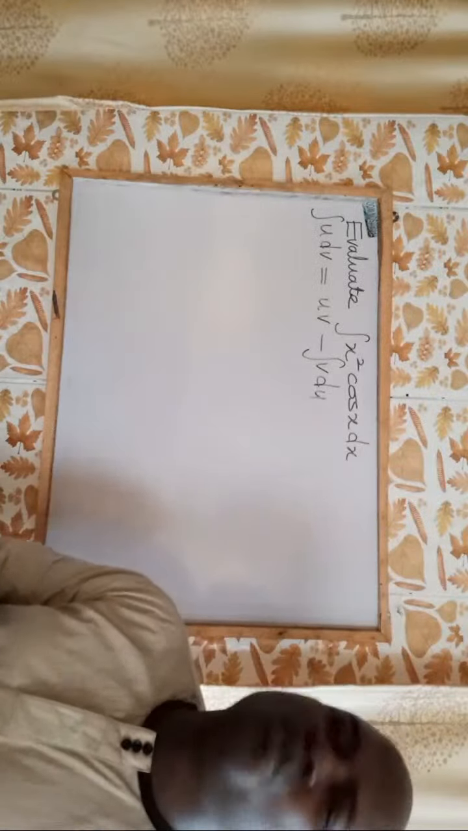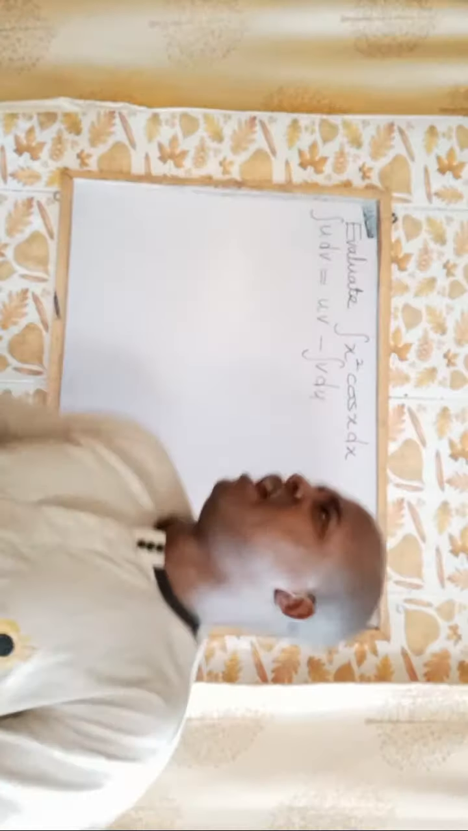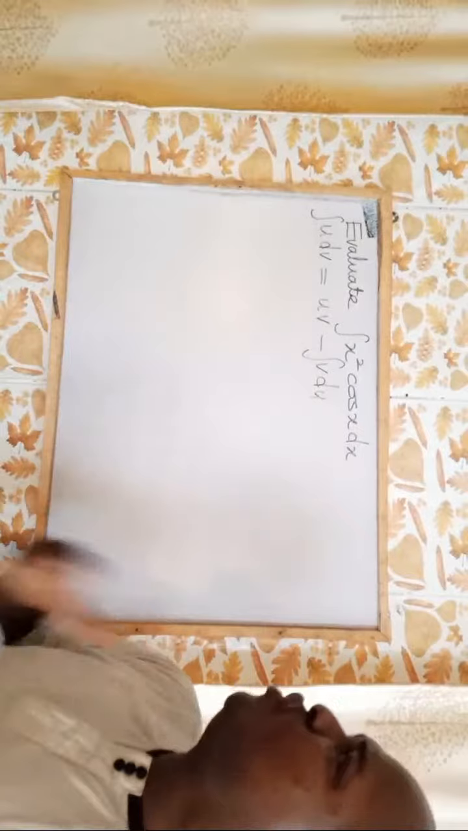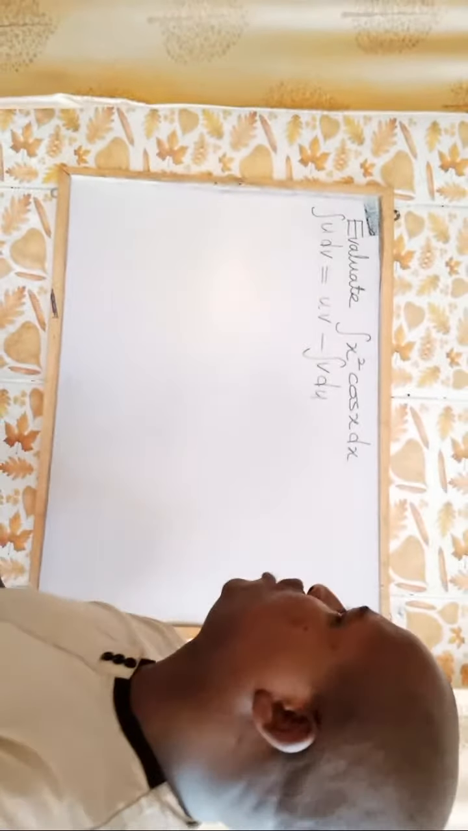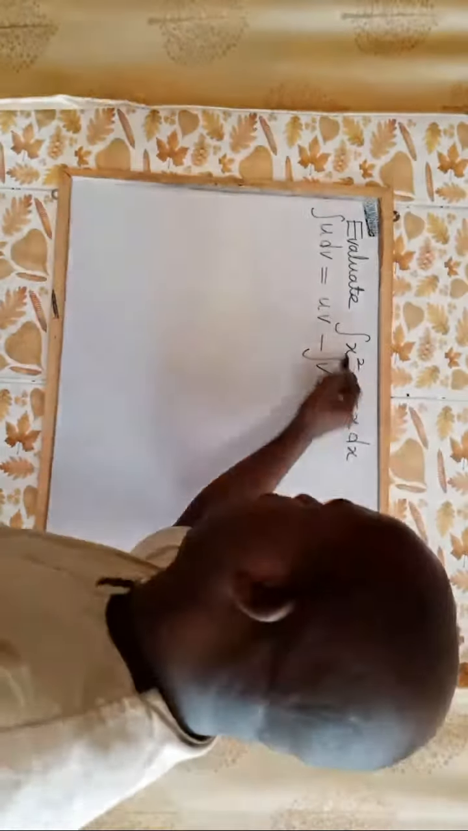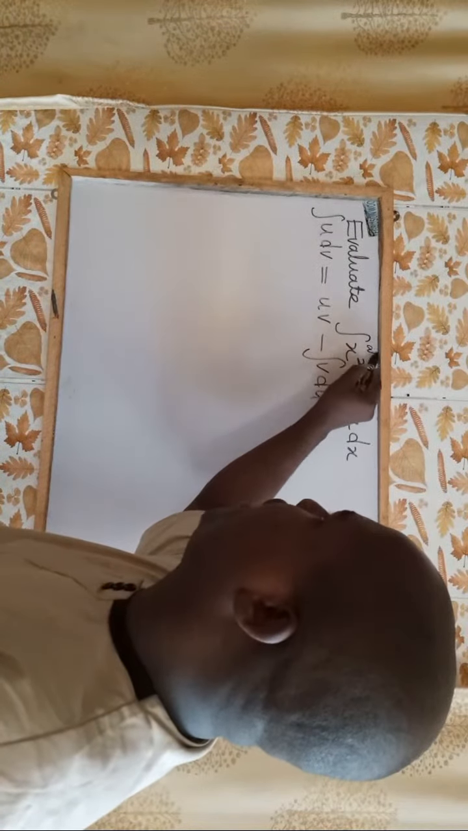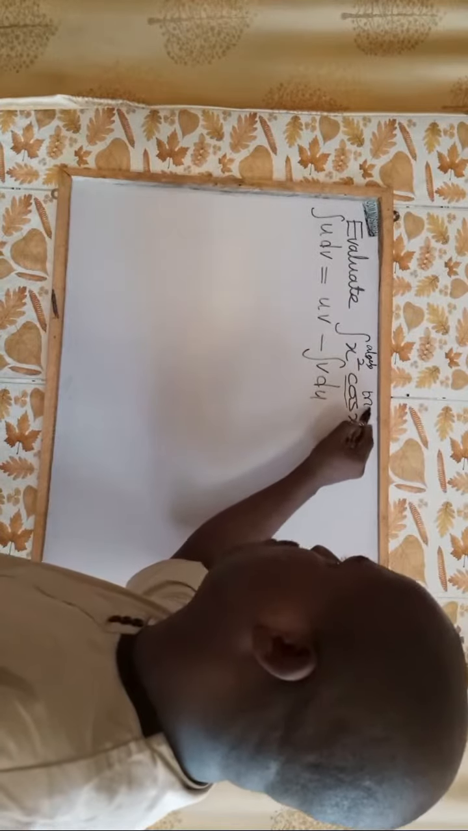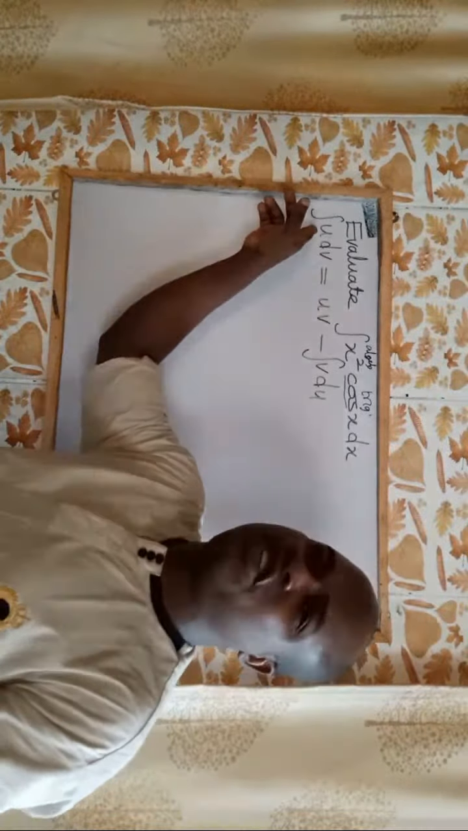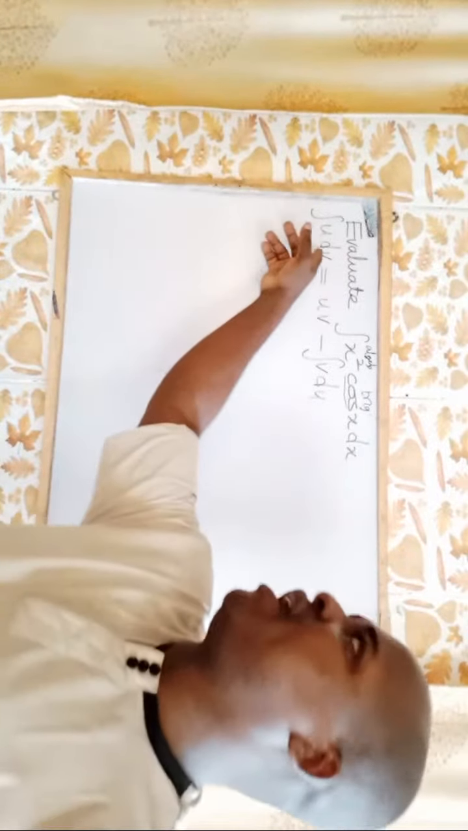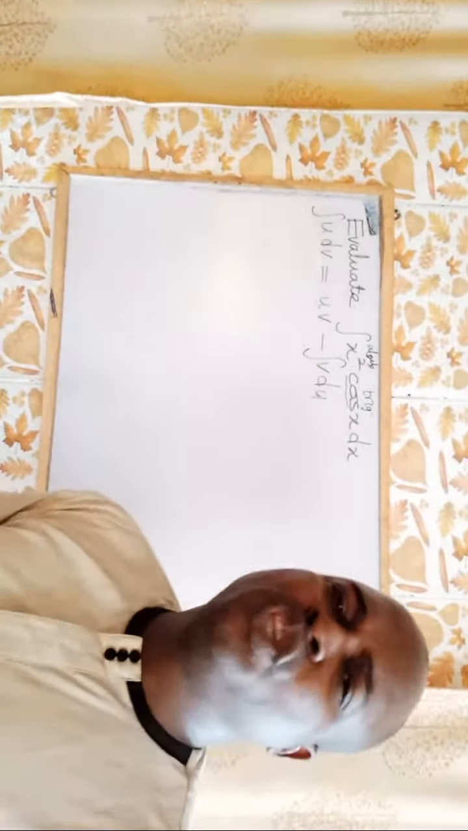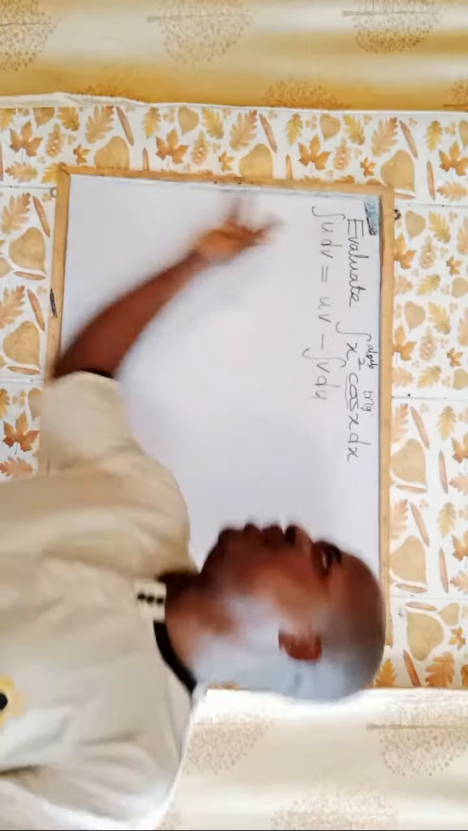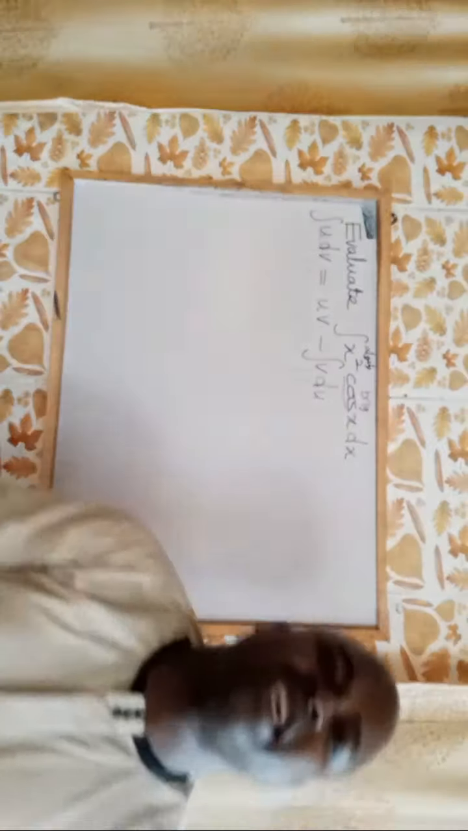How do we know the one that we are going to use? If you look at this question now, you will notice that we can split it into two. We have x squared, which is algebra, and we also have cos x, which is trigonometry. One of them must be assigned the letter u, and the other one dv. How do we know the one that will be given u and the one that will be given dv?